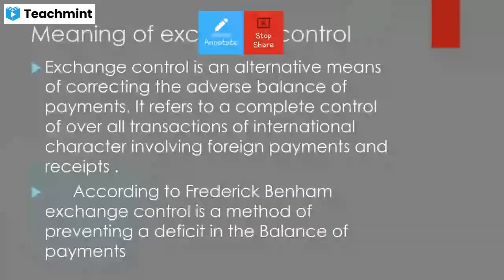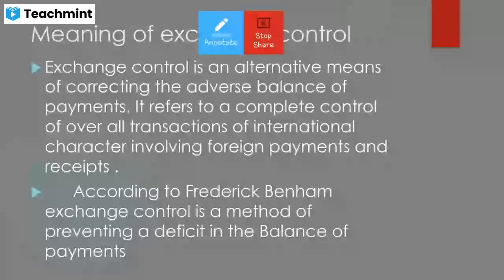See here, exchange control is an alternative means of correcting the adverse balance of payments. It refers to a complete control of overall transactions of international character involving foreign payments and receipts. Monitoring the receipts of foreign currency and monitoring the payments of foreign currency is called foreign exchange control.